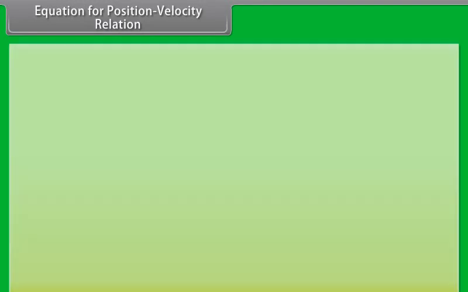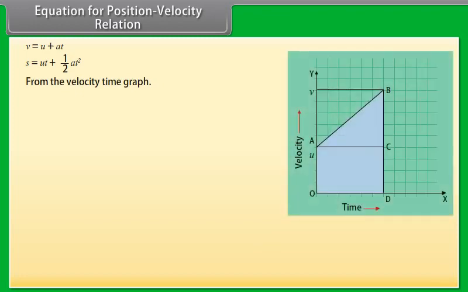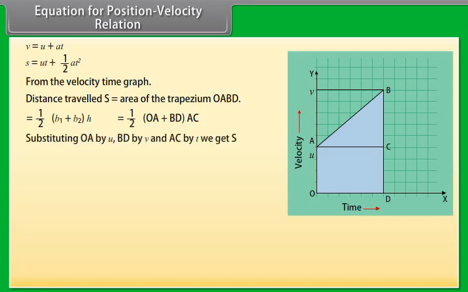Equation for position-velocity relation. The third equation will be obtained from these two equations. From the velocity-time graph, distance travelled s is equal to the area of the trapezium OABD. This is 1/2 into (B1 plus B2) into h, which is equal to 1/2 into (OA plus BD) into AC. Substituting OA by u, BD by v and AC by t, we get s is equal to 1/2 into (u plus v) into t, equation 1.